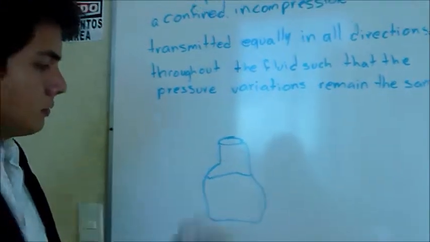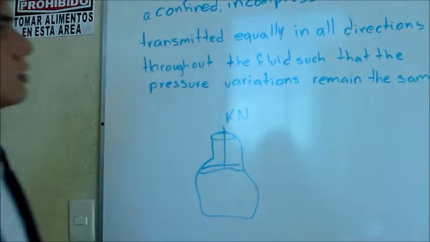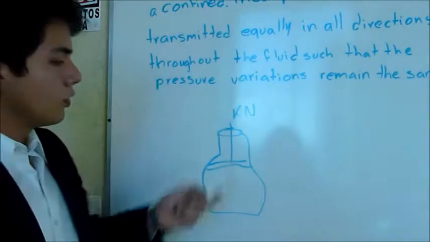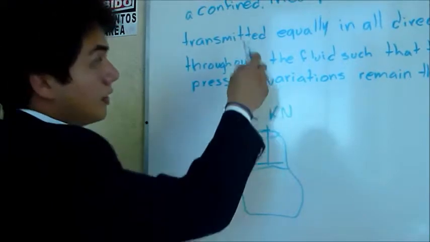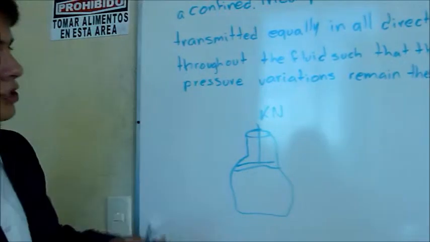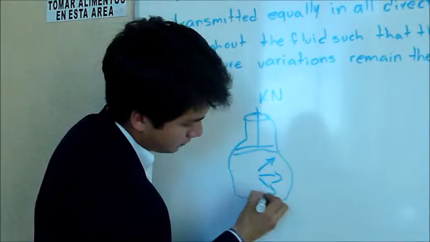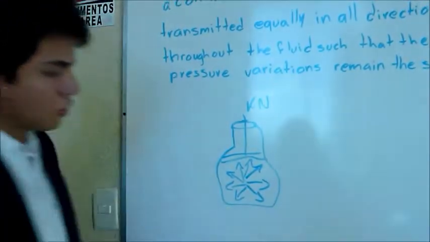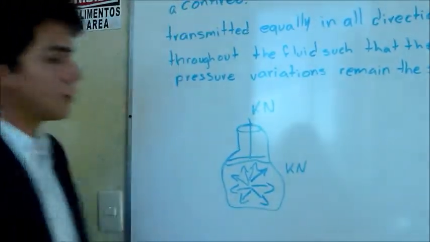let's say a bottle with water. And the external pressure will be a piston with K newtons. The incompressible fluid, let's say it's almost all the fluids in the world, let's say it's water. The pressure will be transmitted in all directions throughout the fluid such that the pressure variation remains the same. This means that the pressure of these K newtons will be transmitted all over the surface of the bottle with K newtons of pressure.